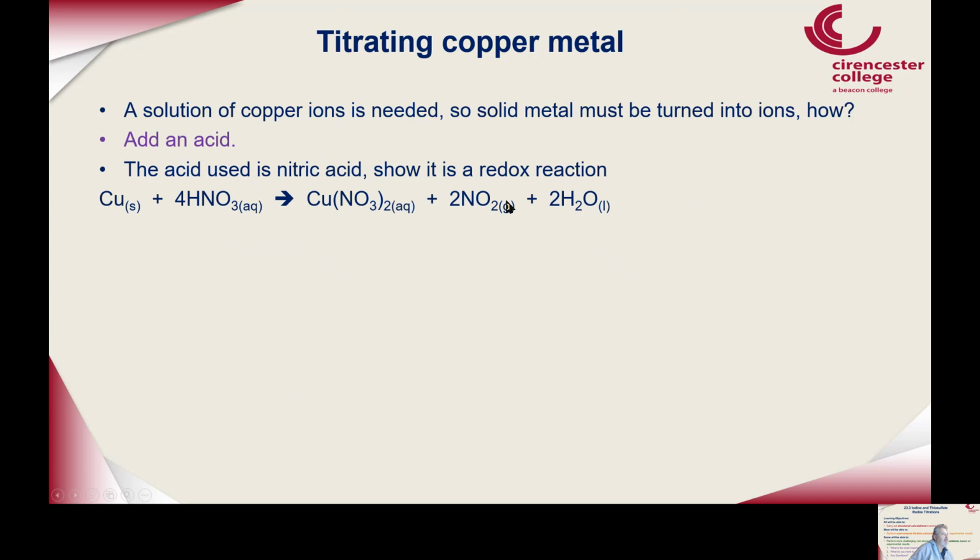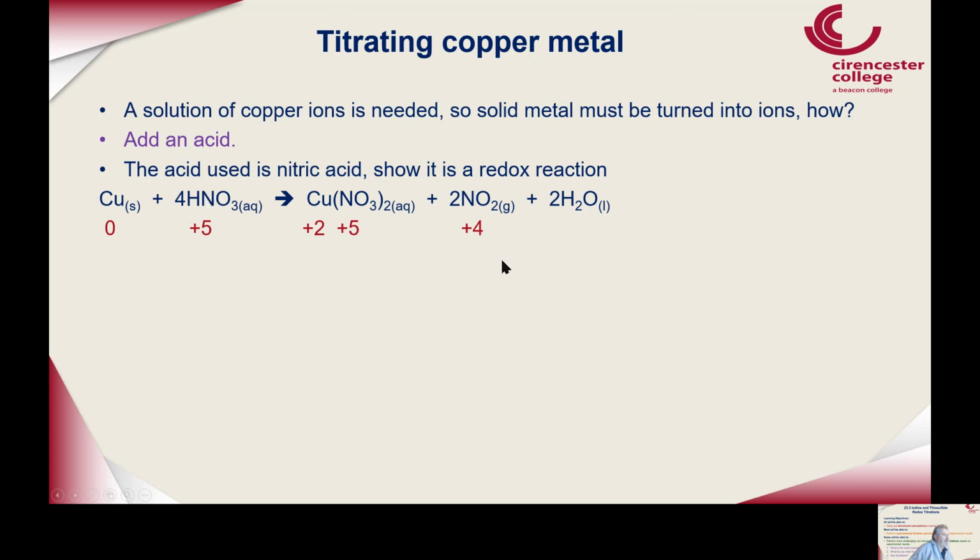But 2 of them are changing because we're making nitrogen dioxide. So this is NO3, it's -1. 3 lots of -2 is -6. The nitrogen here must be +5. And the nitrogen here must be +4. So the oxidation number for copper has gone up from 0 to +2. And 2 of the nitrogens have gone from +5 down to +4, so they have been reduced.